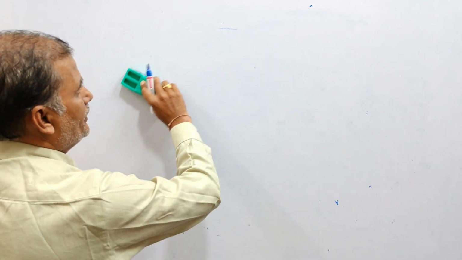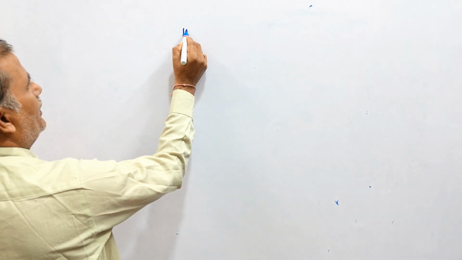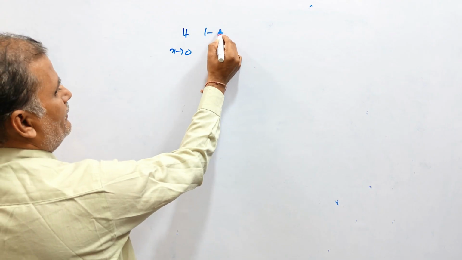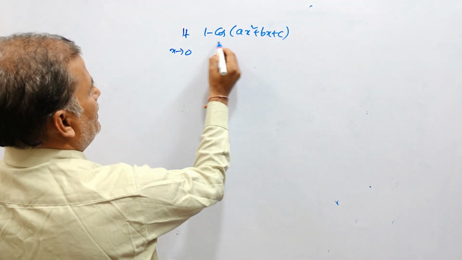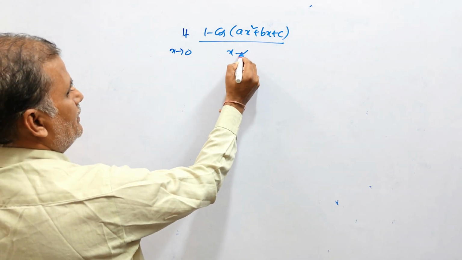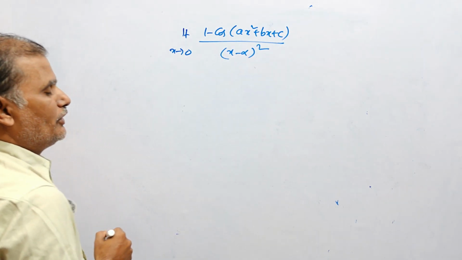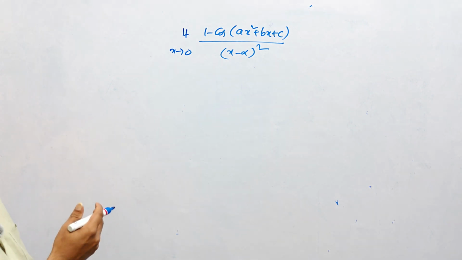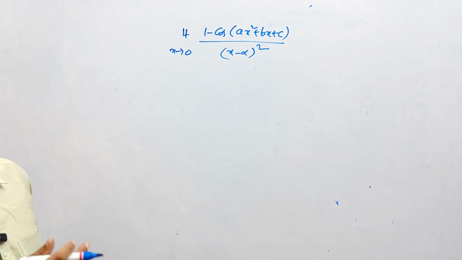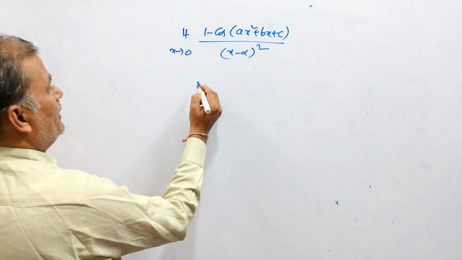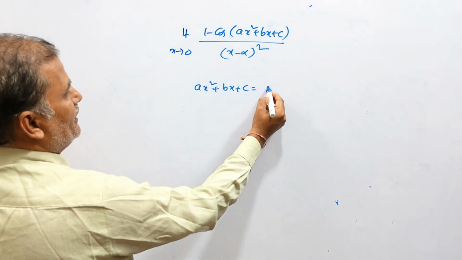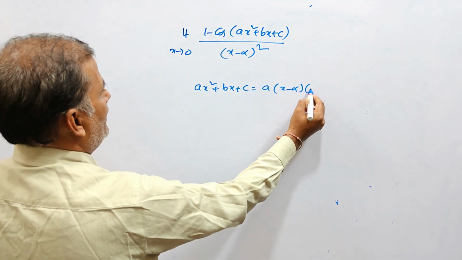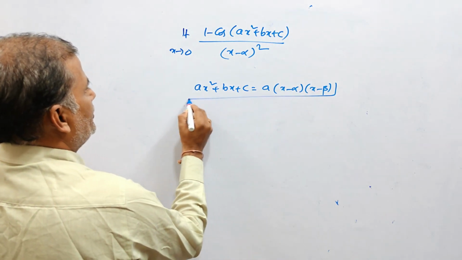If you want one more very simple problem, 1 minus cos, limit x tends to 0, it's also very important. 1 minus cos of (ax square plus bx plus c) divided by (x minus alpha) whole square, they often give these models. But we know 1 minus cos x by x square is equal to 1 by 2. In the same way here we apply, ax square plus bx plus c is a quadratic expression, a into (x minus alpha) into (x minus beta), you know this expression.